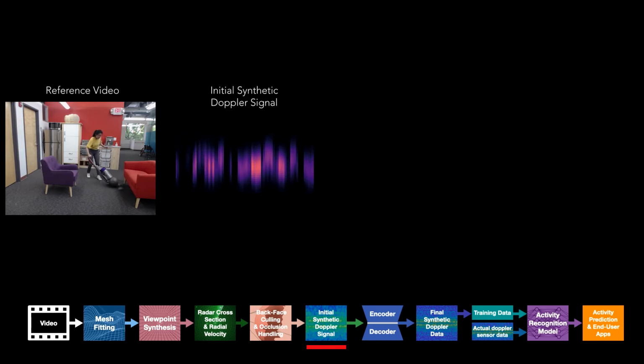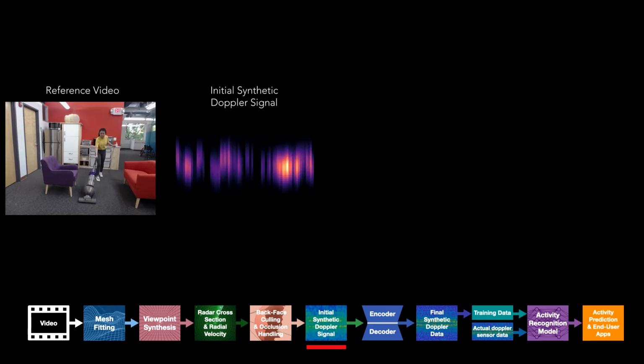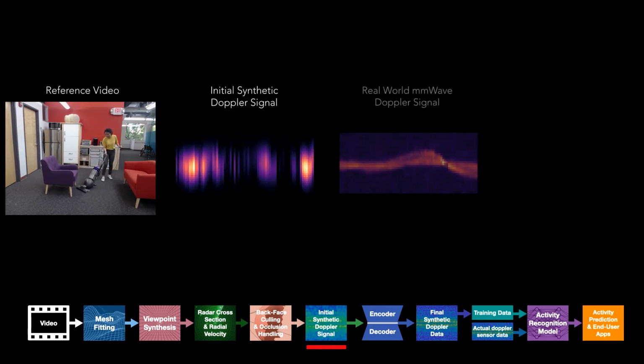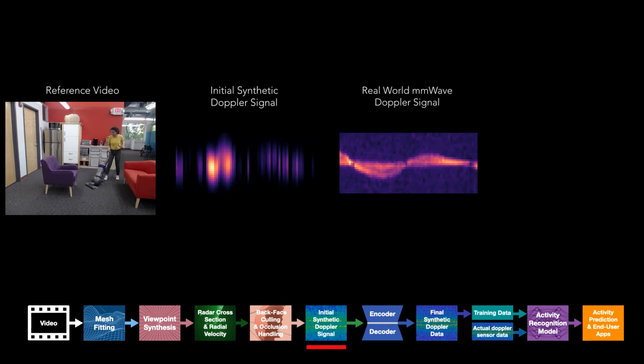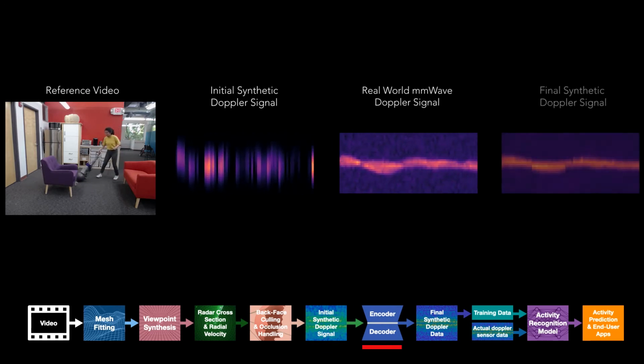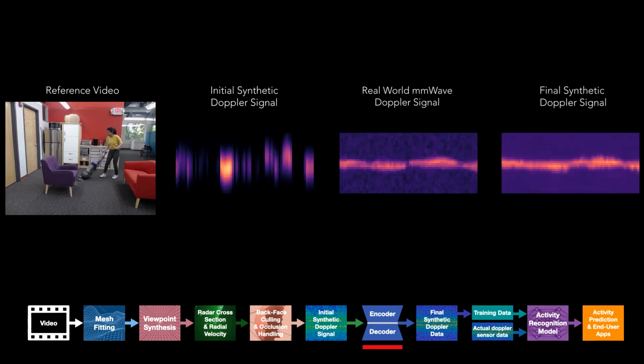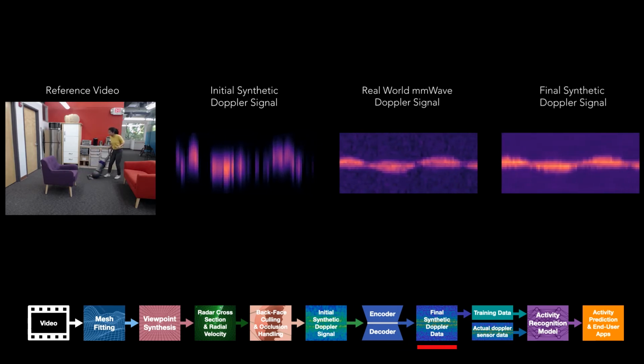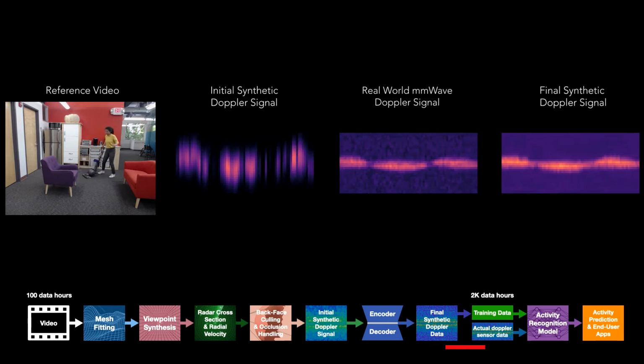The envelope of this initial simulated Doppler signal roughly follows that of actual Doppler data. However, the correspondence can be greatly improved with an encoder-decoder model trained with real-world data. This is the final output of our pipeline and what we use to train a convolutional neural network for activity recognition.